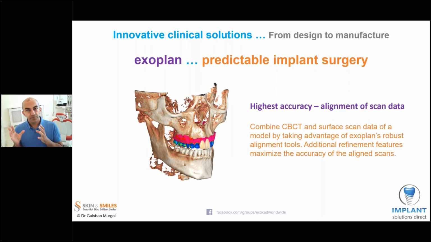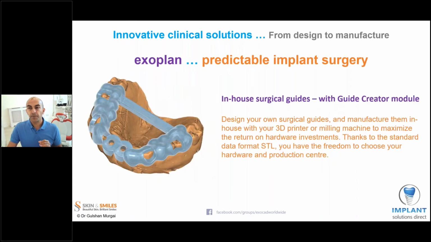And the benefit of exoplan as a software package is how accurately and easily you can relate the CBCT X-ray data on top of or alongside the intraoral data. And I'm going to show you how we do that, okay?